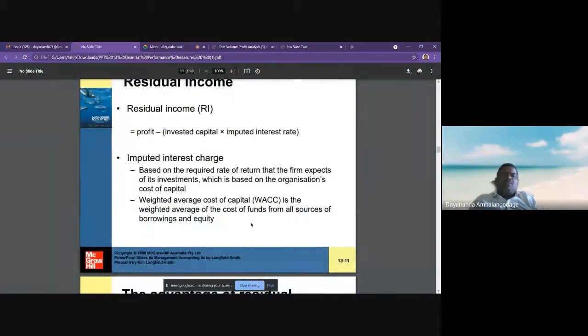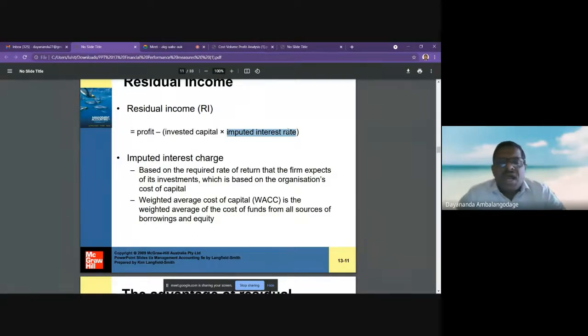What is residual income? Residual income is basically profit minus invested capital times the imputed interest rate. Imputed interest rate means cost of capital, benchmark rate, maybe interest rate, maybe discount rate. So what you do is, if you invested 100 rupees and your imputed interest rate is 2%, you apply the 100 rupees into 2%, subtract it from the profit, and you find the residual income. That is the residual income calculation.